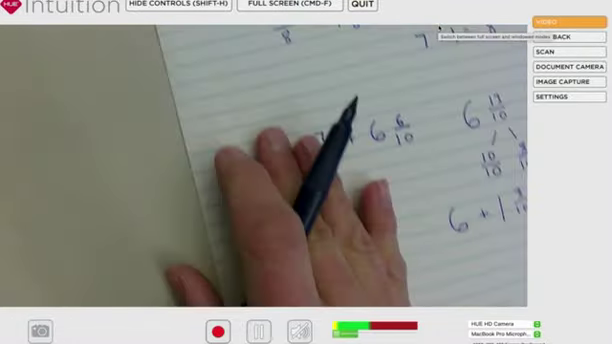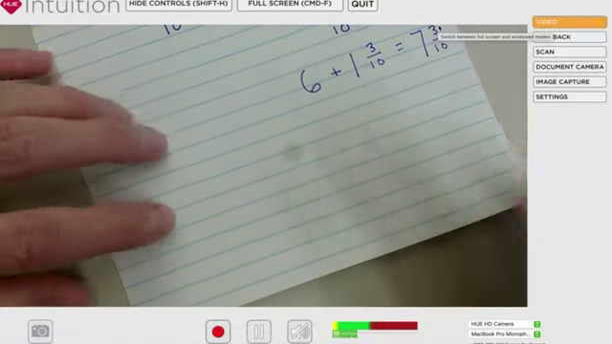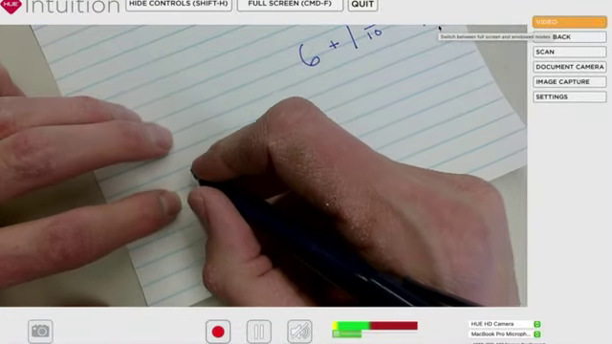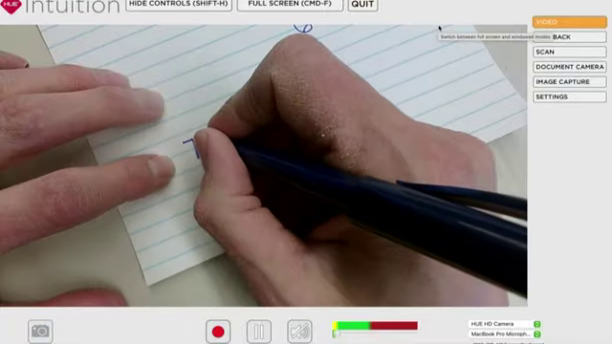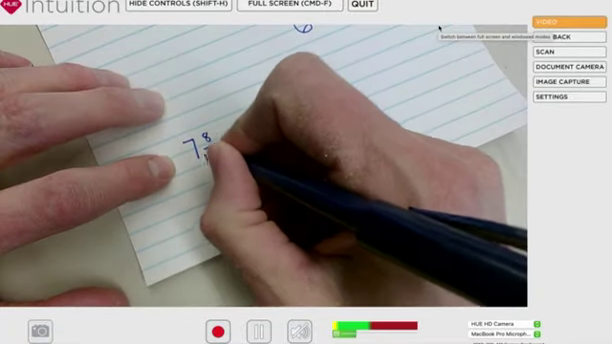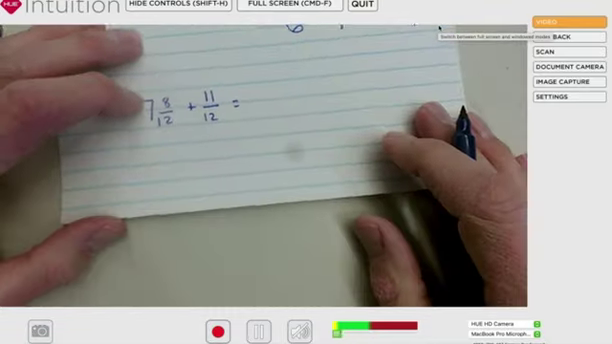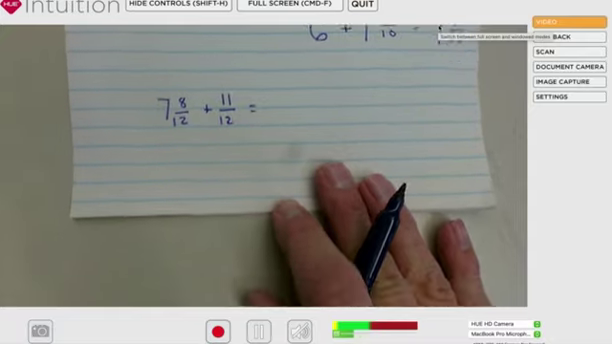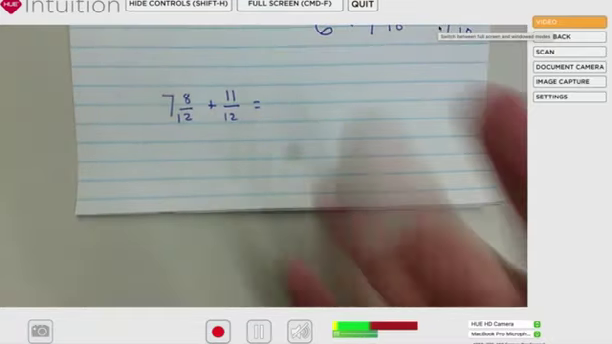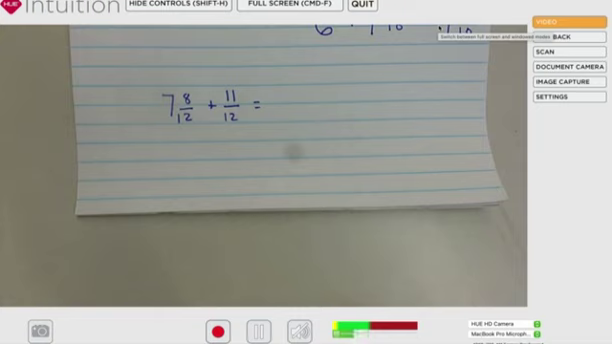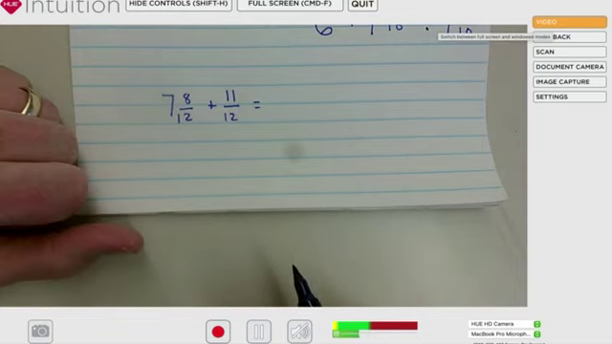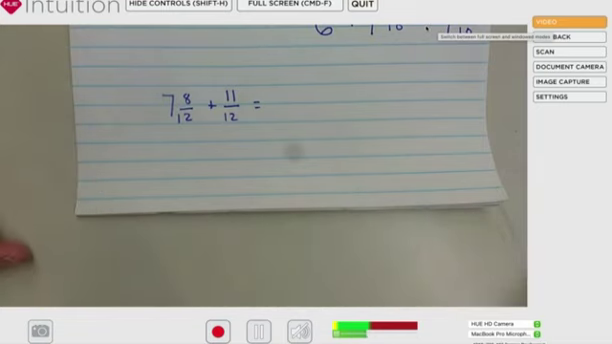Let's do one that's a little bit trickier. And not by much. So let's do this one. Let's do 7 and 8/12 plus 11/12. Again, take your time. Now, if you want to challenge yourself, pause the video and solve this problem and then wait for me. That would be a great idea. When you come back, you can see if you got it right. Why don't you give this one a try by yourself? Pause the video now. I'll wait for you, and we'll see if you're right. Okay, see you in a minute.